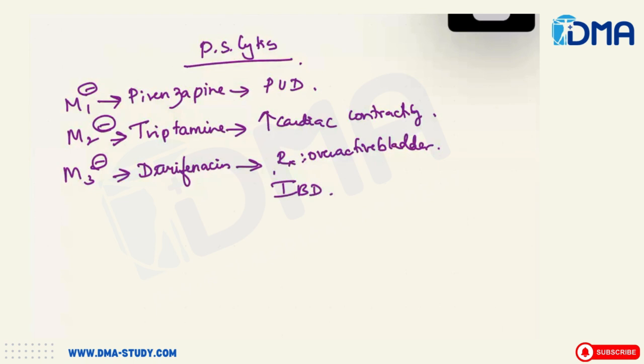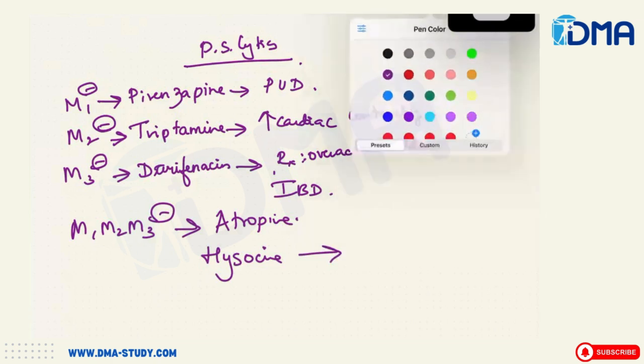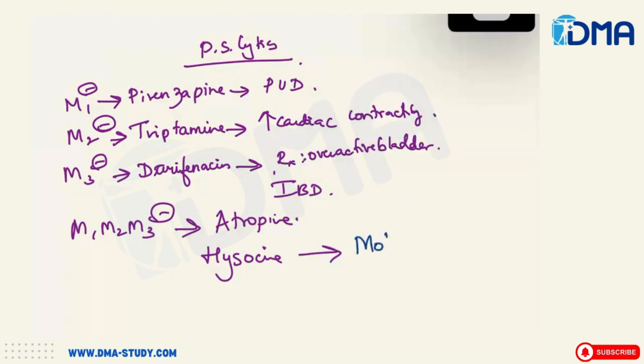Then non-selective, that is, it acts on all the receptors, M1, M2, and M3 blocker. That is nothing but atropine. Atropine is used in the treatment of, of course, bradycardia. Then the other non-selective one is hyoscine. Hyoscine is used in the treatment of motion sickness and spasm. It is an antispasmodic, right?